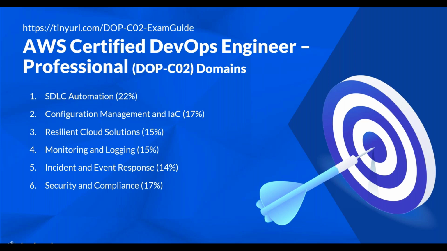And the questions that you receive on the exam aren't going to necessarily just cover a single domain per question. There's often going to be overlap within multiple questions. So, you see 22% of the 75 questions will involve SDLC automation in some way, but that doesn't necessarily mean that that's the only domain that will be addressed within the question.